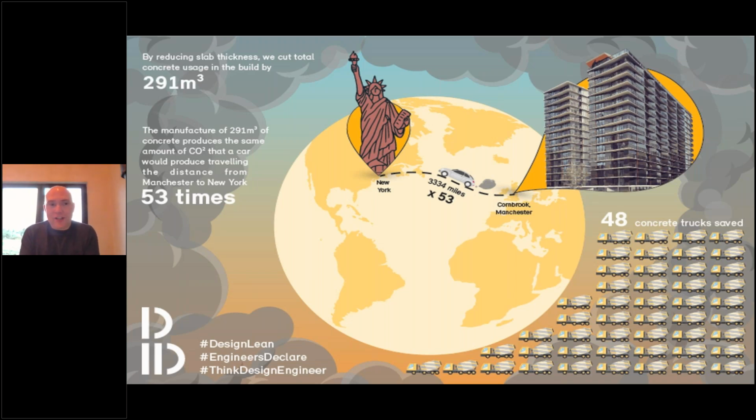It's staggering to think that that much reduction of concrete within the building is equivalent to driving, if you could do this, from Manchester to New York 53 times. So the equivalent of taking 3,334 car miles of carbon out of the building. And then there was the other aspect as well, which is that we reduced the construction vehicle movements within Manchester, and we took just under 50 concrete lorries of construction vehicle movements off the streets of inner city Manchester during the build period for this building.